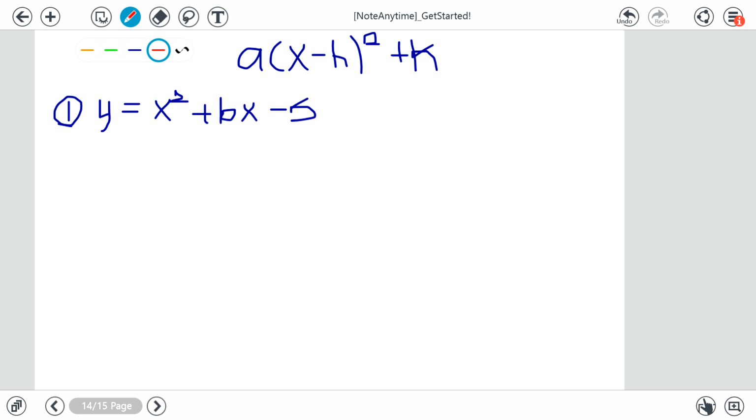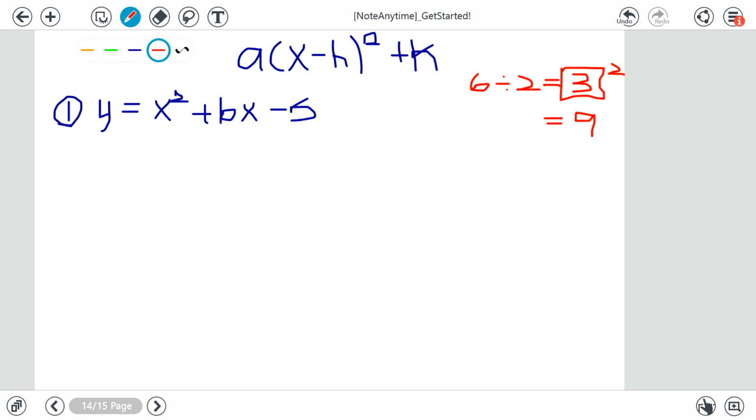Remember how we always took the middle number and divided by 2? So you got 3. And then we squared it to get the last number. Now clearly, as you can see, it is not in that form. So here's what I'm going to do.